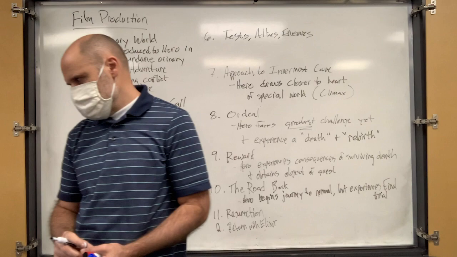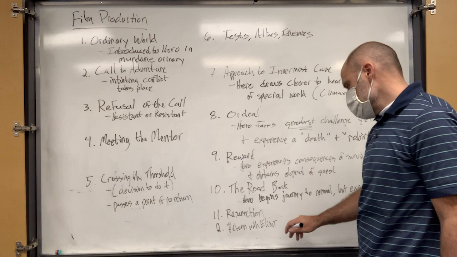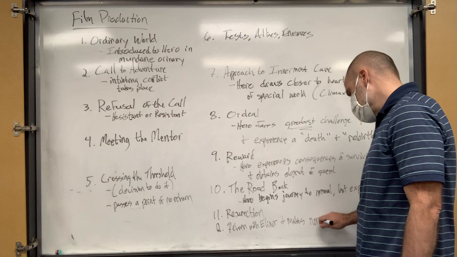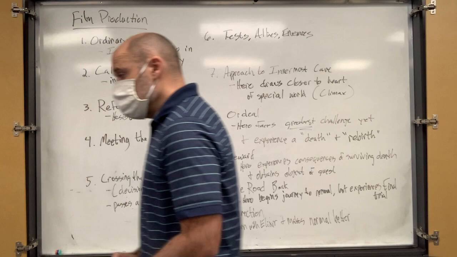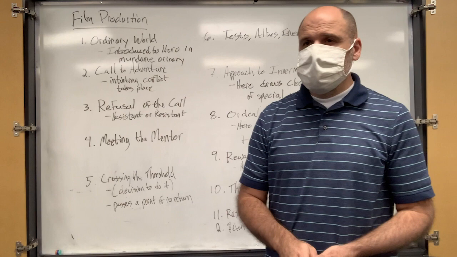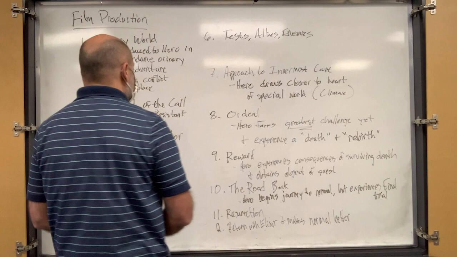You can get Sting, where he got Sting the sword. So he returns with the elixir and makes the normal better. Okay? So we can build a basic plot based on these 12 points. All right, so any ideas?